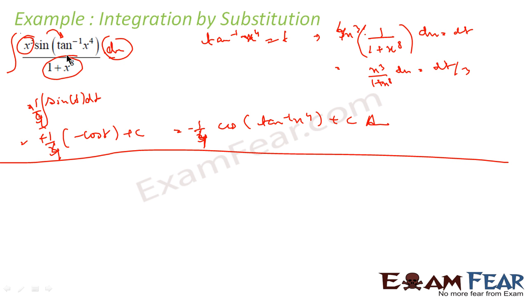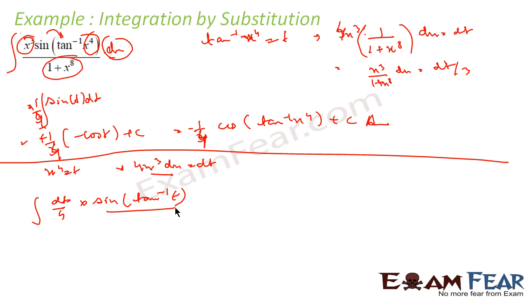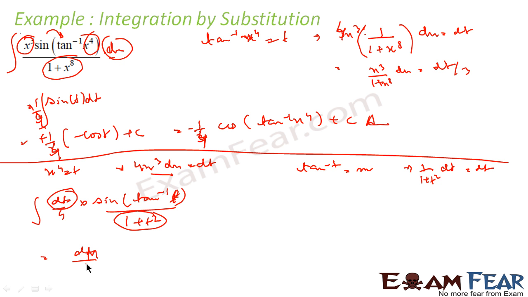So instead of tan inverse x to the power 4, I'll take x to the power 4 as t. I'll get 4x cube dx as dt. Do I have x cube dx? Yes, I have x cube dx. So this becomes integration of dt by 4 into sine of tan inverse t by 1 plus t square, because t is x to the power 4 now. Now again we have to take tan inverse t as m, because this is again a difficult one. So I get dt by 1 plus t square equal to dm. Do I have dt by 1 plus t square? Yes, I have it. So this becomes dm by 4 sine of m integral.